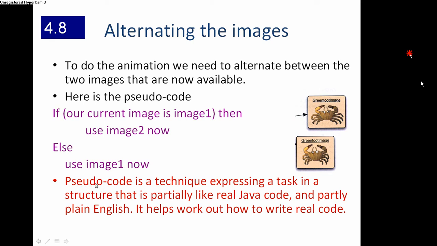By the way, write this down. Pseudocode is a technique expressing a task in a structure that is partly like real Java code and partly plain English. So this is not real Java code, this is pseudocode, but this gives us an idea of basically what we try to accomplish. If it's image 1, we switch it to image 2, otherwise we switch it to image 1.